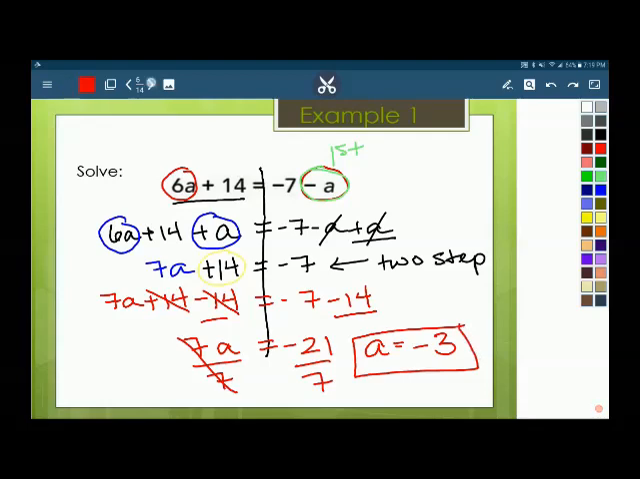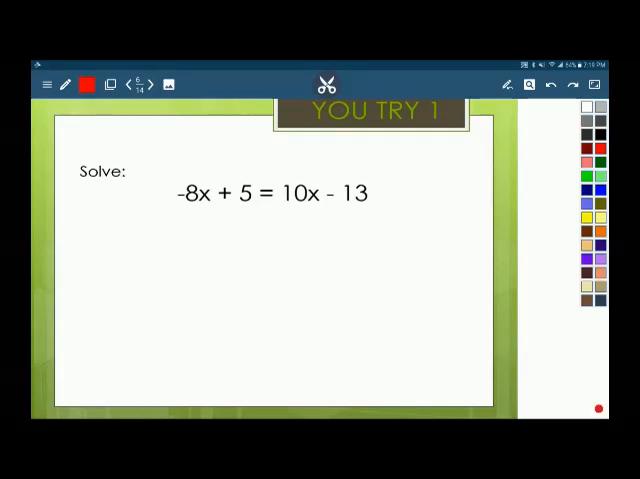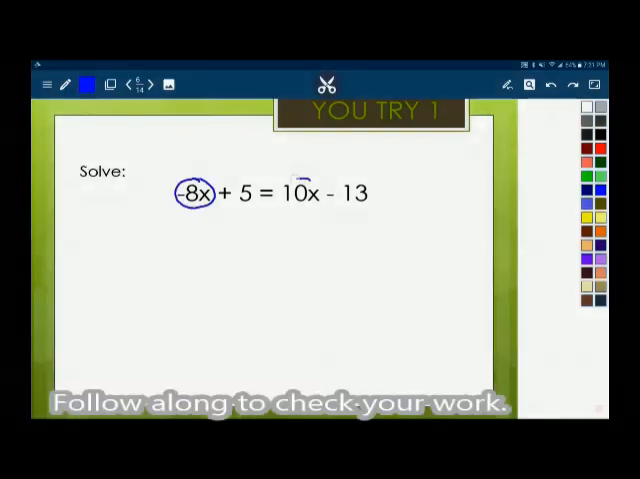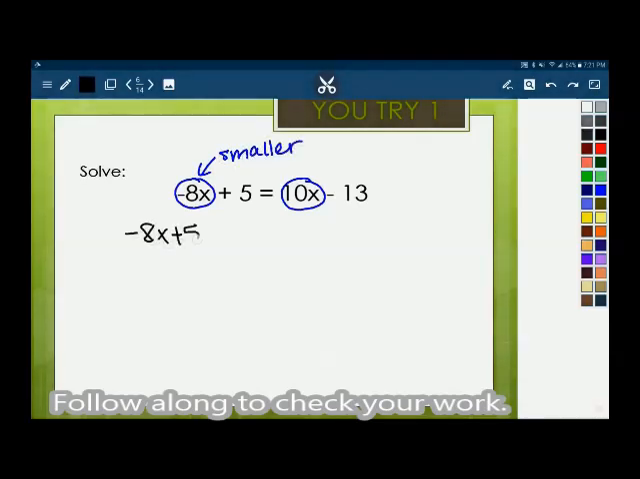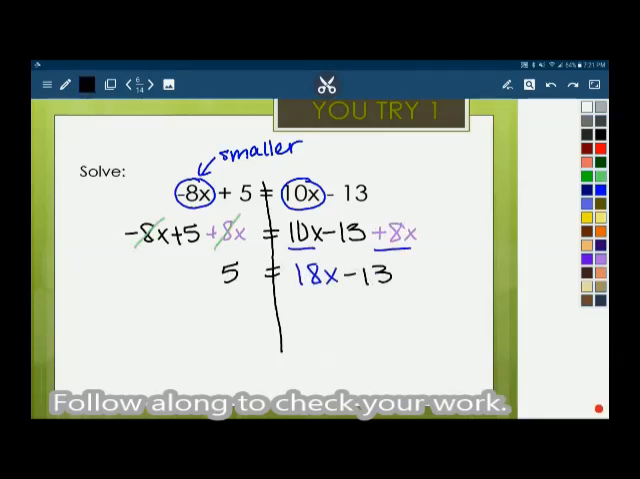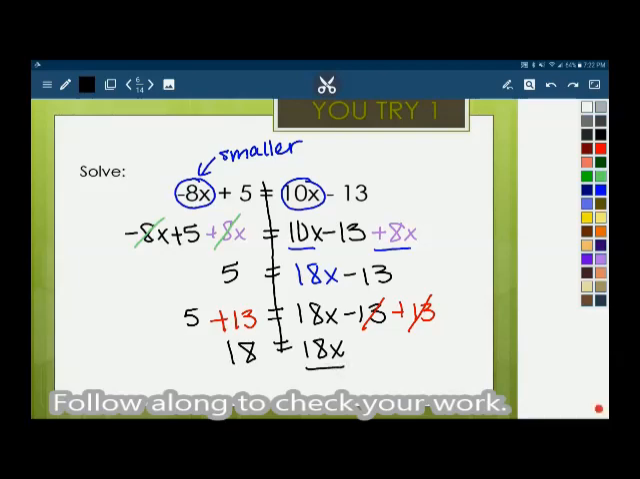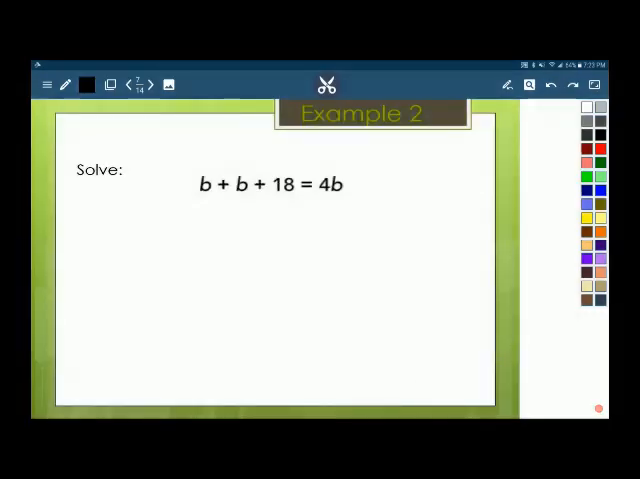So let's have you give this a try in your first U-try. Again, go for those variables first. All right, let's try another one. You should also be on the lookout if you have to combine any like terms right away before you start solving. You should always make sure both sides of the equation are simple before you start moving things around.